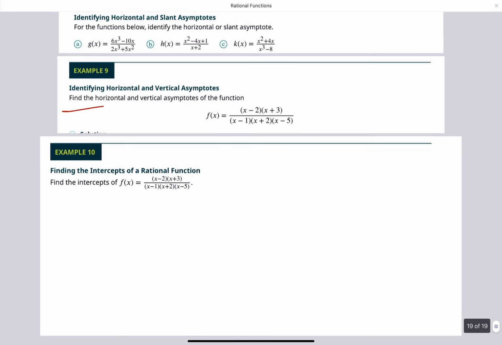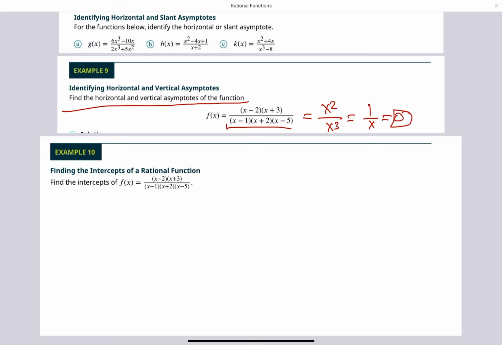Now, what about this? Find the horizontal and vertical asymptotes. Well, how many x's do I have in the numerator? X squared, right? In the denominator, I have x cubed. So 1 divided by x, which is 0. This is my horizontal asymptote.